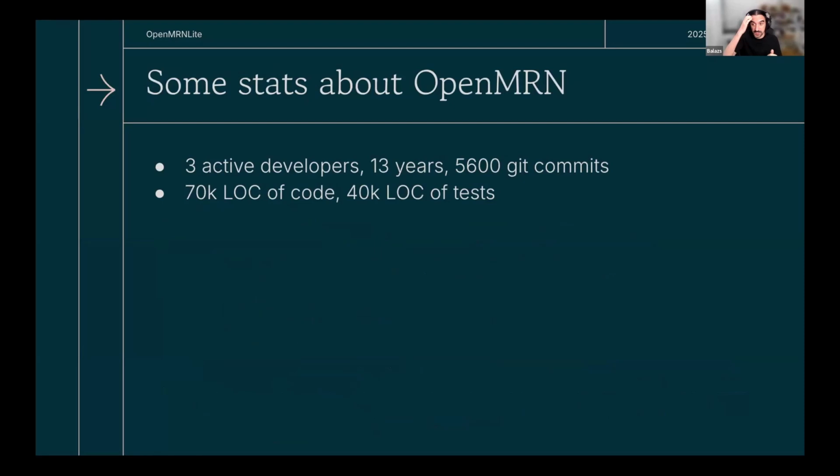Let me go a little bit into some statistics. We started 13 years ago. We have 5,600 Git commits right now. If I look at just the current snapshot, it's about 70,000 lines of code and 40,000 lines of tests above that. We put a very, very big emphasis that every single feature that is part of the core protocol suite has to be tested. Because it is only these sets of tests that enable us to have responsible ongoing development while ensuring the quality of the software deployment.